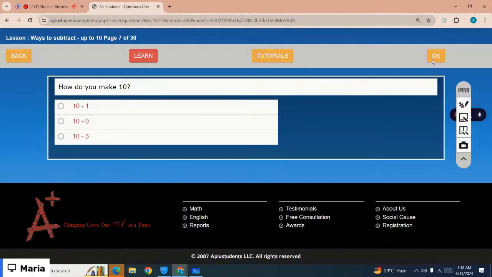How do you make 10? Which is the correct option? You have to make 10, right? Yes, option number 2 is the correct option. 10 minus 0 is 10.